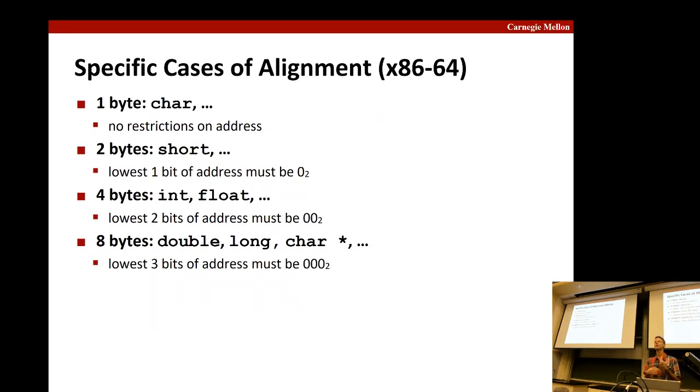Another way to think about the alignment requirements is shown in this slide. If I have a character, fine, I can put it anywhere. If I have something that's 2 bytes long, like a short, the address must be a multiple of 2. That's equivalent to saying that the lowest bit of the address must be a 0. 4 bytes means the lowest 2 bits must be zeros, and 8 bytes, of course, means the lowest 3 bits of the address are zeros. As long as that's true, then I know that address is aligned. Any questions on that?